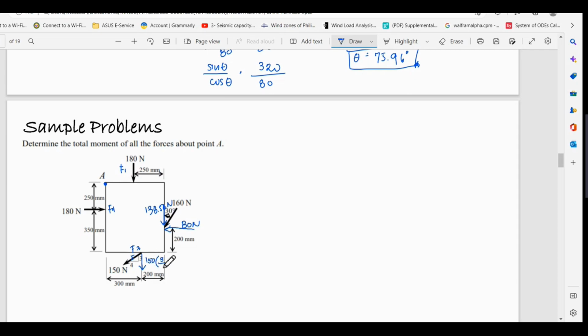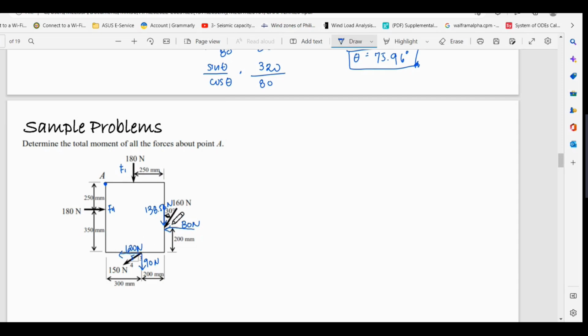We have 3 over 5 times 150, that is 90 Newton. And then this one, what? We have 150 times 4 over 5, which is 120 Newton. Okay, 120 Newton is its X component, and then 90 Newton is the Y component. So this one is 90 Newton, and this is 120 Newton.